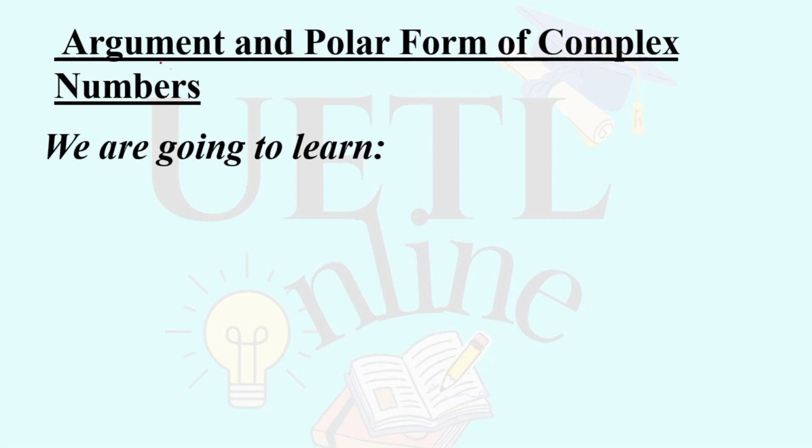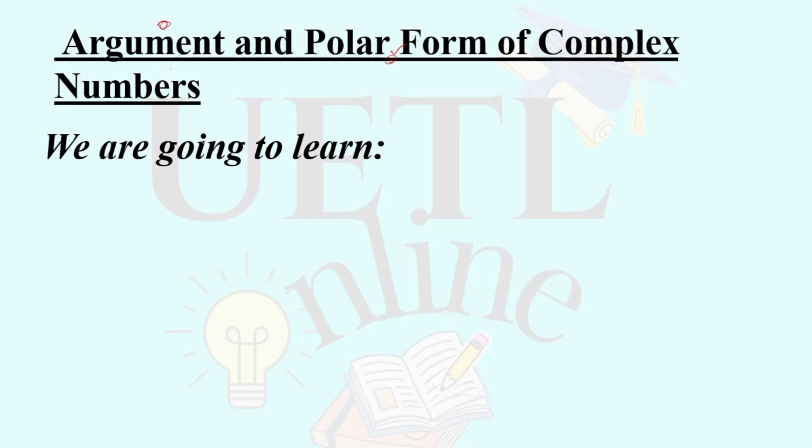Okay, so what we're going to do is talk about argument and polar form of complex numbers. We're going to find the argument of a complex number, and we're going to express complex numbers in polar form. And after polar form, we're going to go on to Euler form. Then on argument, you're going to learn how to draw an Argand diagram with an argument represented on it.